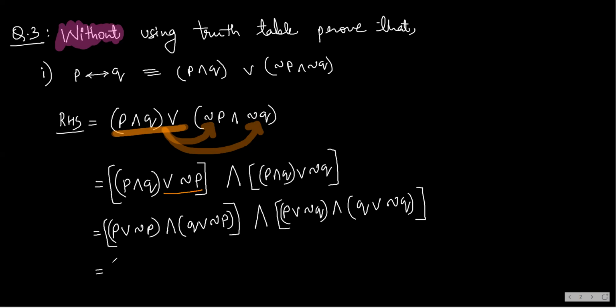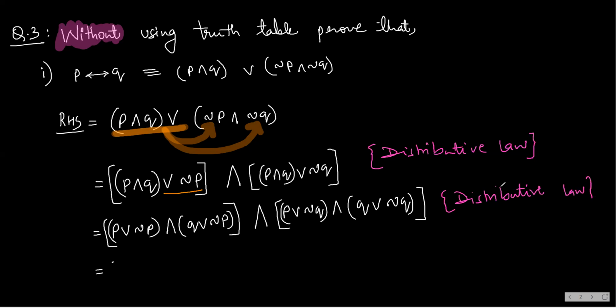Now, as you know, students, let me write the different properties which we have been using. Here, what did I use? This is distributive property, distributive law. And here also, distributive law. It is also distributive law. Till now, we have been using only distributive law.